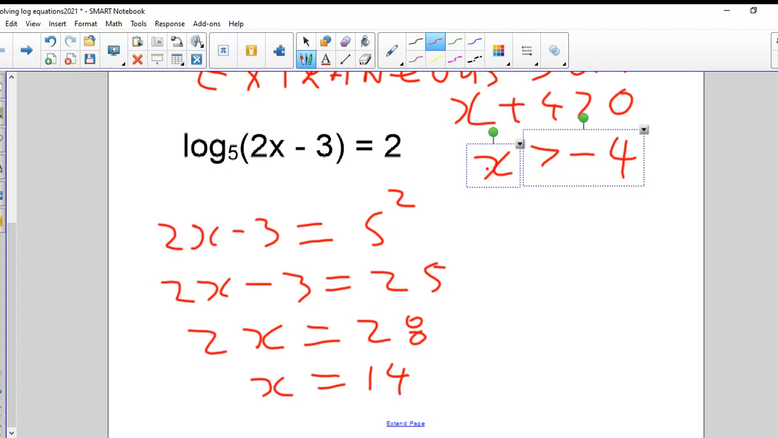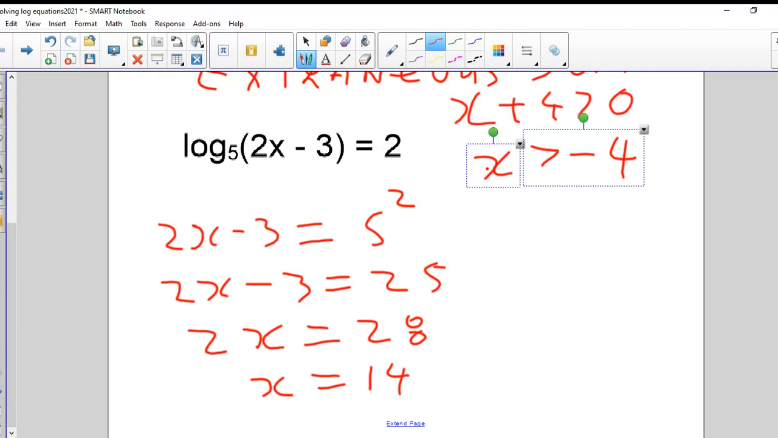Again, is there anything wrong with this answer? We should go ahead and check what our restrictions are: 2x minus 3 must be greater than 0. Solve that. I believe you would get that this answer of 14 is quite fine.